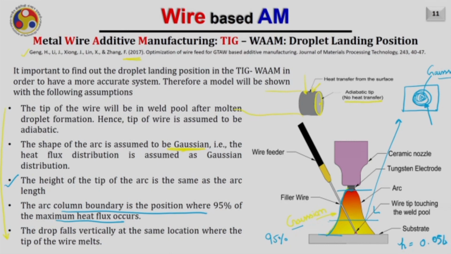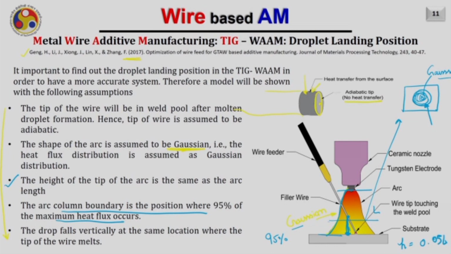Next, the drop falls vertically at the same location where the tip of the wire melts. Another assumption is that if the drops melt at any location, assume the wire is getting melted at this location, they then do not follow the same trajectory, they just fall vertically from that point and then deposit the material.